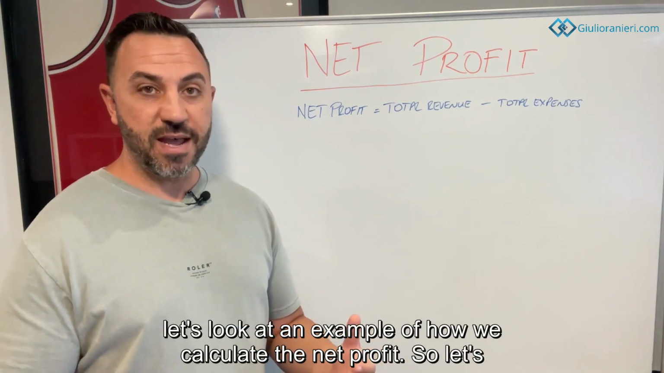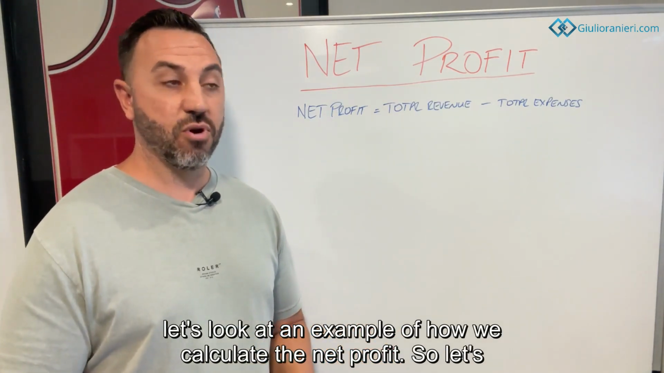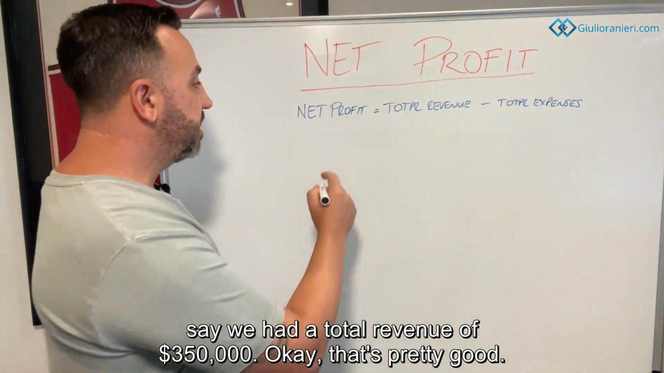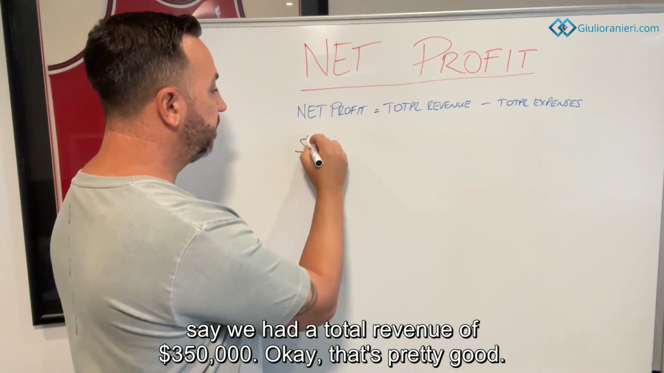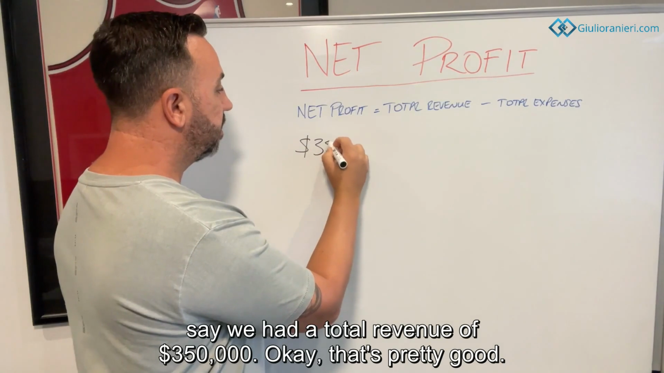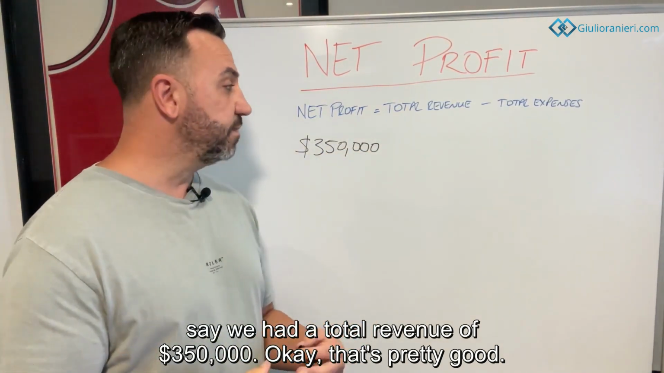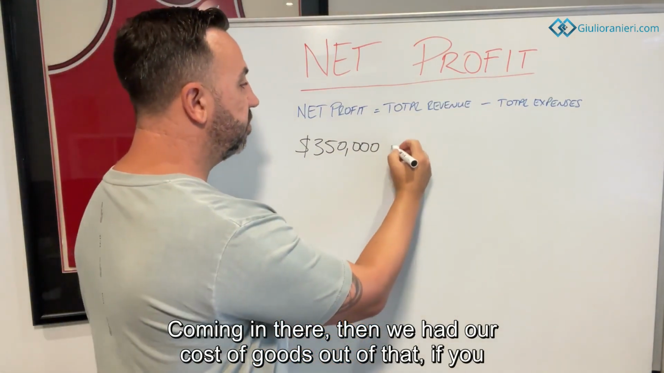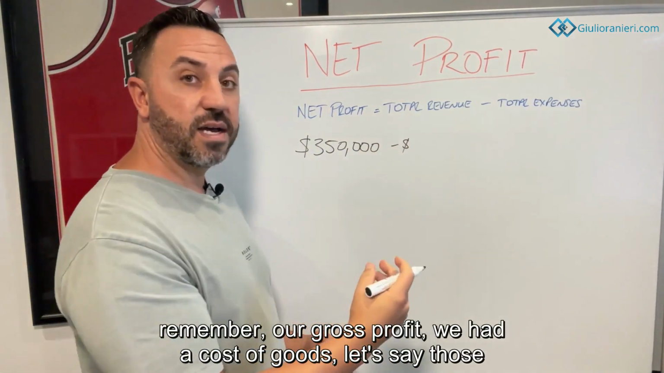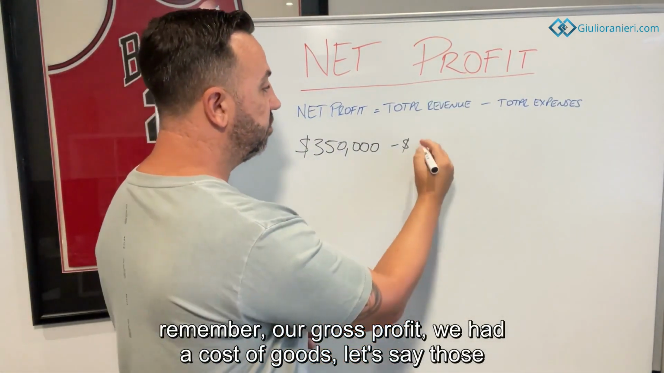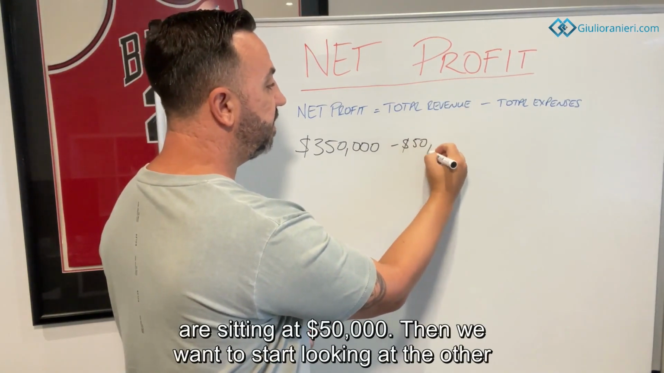So let's look at an example of how we calculate the net profit. Let's say we had a total revenue of $350,000. Okay, so that's pretty good coming in there. Then we had our cost of goods out of that. If you remember our gross profit, we had a cost of goods. Let's say those are sitting at $50,000.